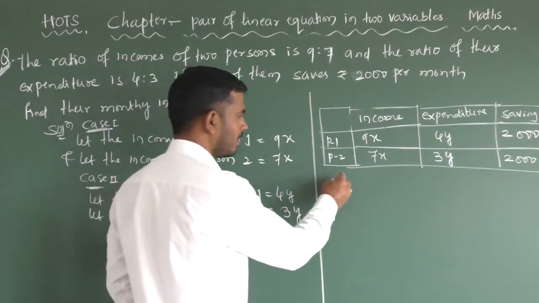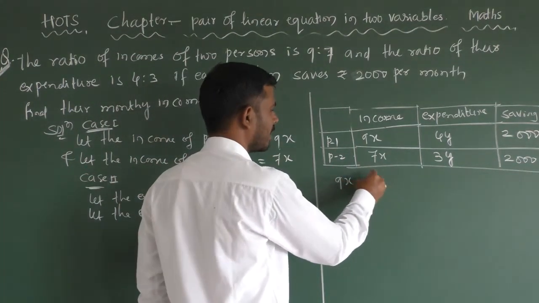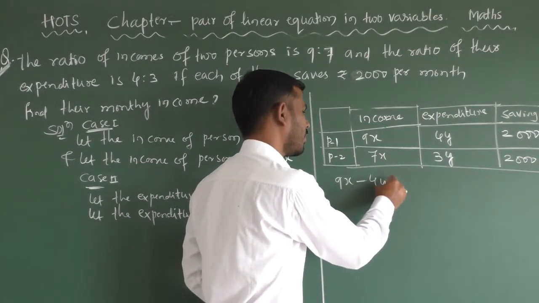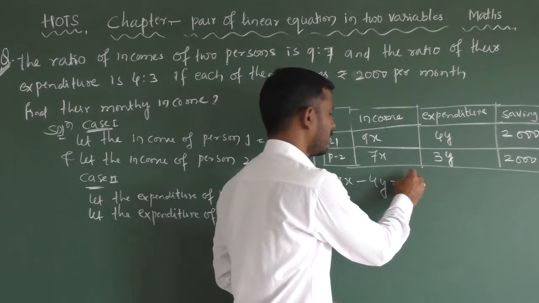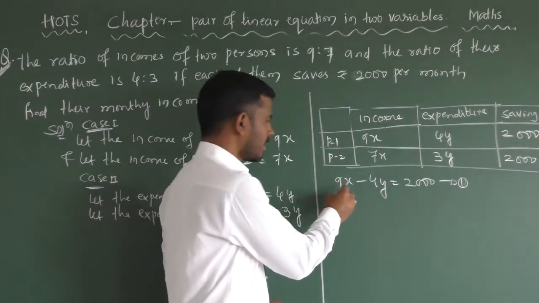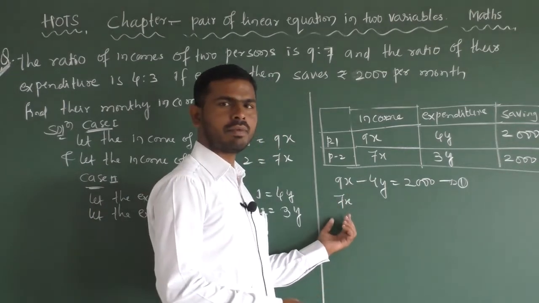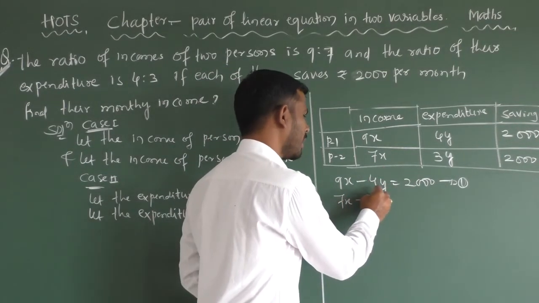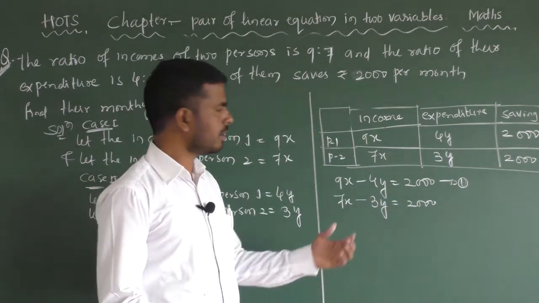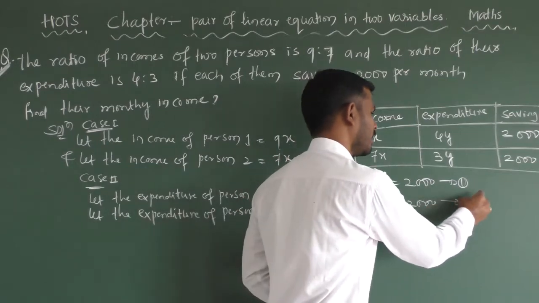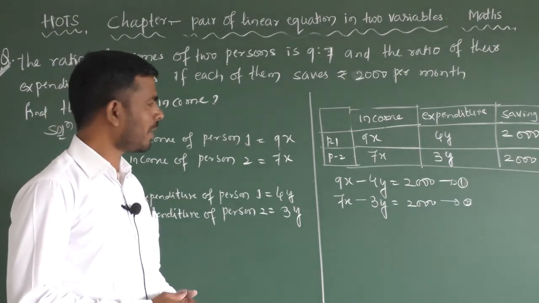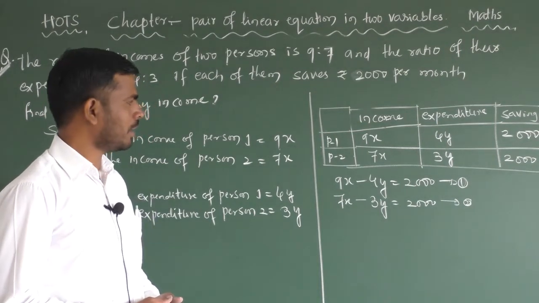Now write the first equation: 9x is the income, minus 4y the expenditure, equals the total saving, 2000. This is equation 1. Next, 7x is the income, minus 3y the expenditure, equals 2000, as the second person also saves 2000 rupees monthly. This is the second equation. Now, comparing equations 1 and 2, we want to eliminate any one term.